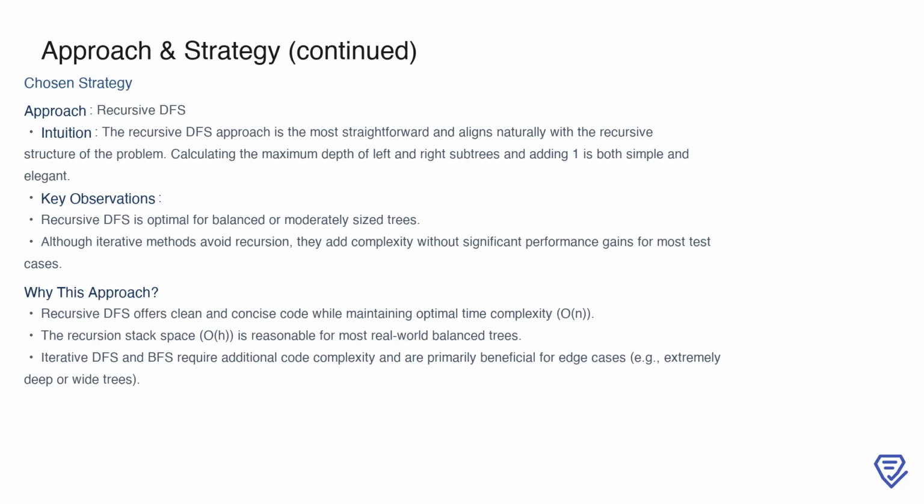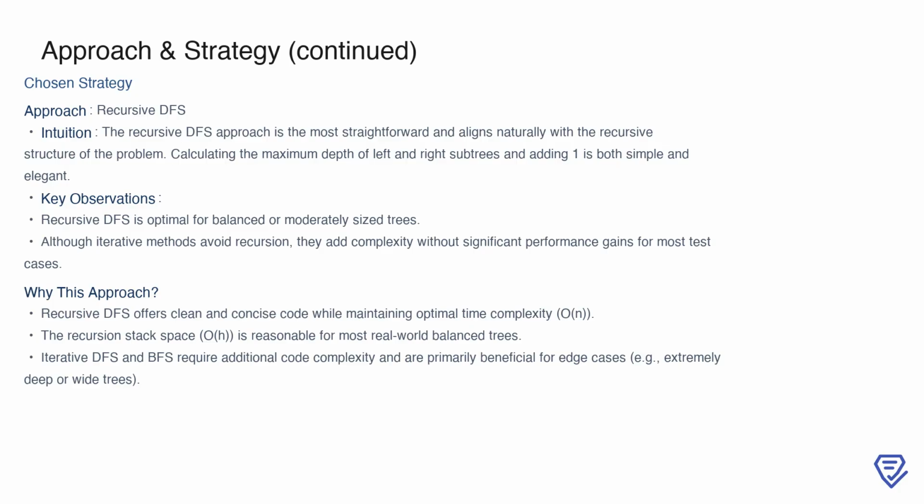For this problem, we've chosen the recursive DFS approach. It aligns naturally with the recursive nature of the problem, where the maximum depth is calculated by combining the depths of the left and right subtrees and adding one. This method is elegant and straightforward, making it particularly well suited for balanced or moderately sized trees.